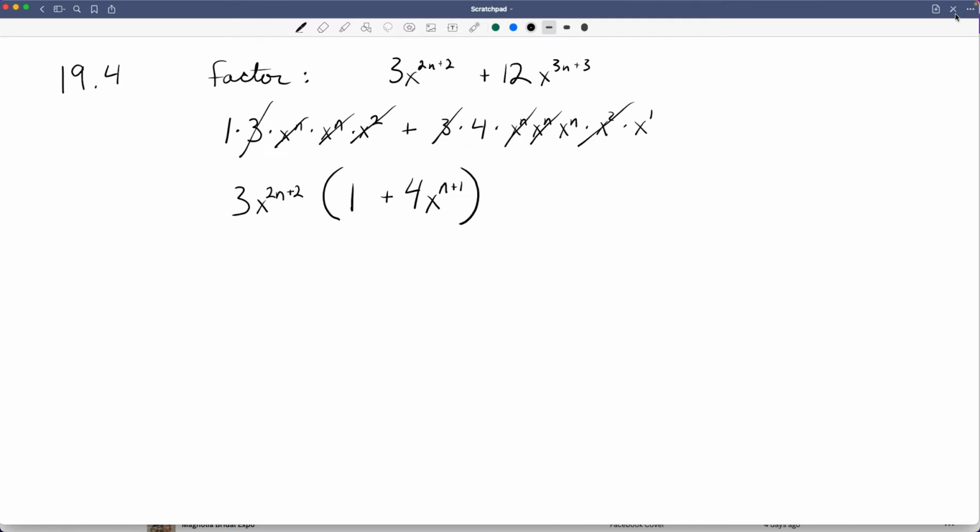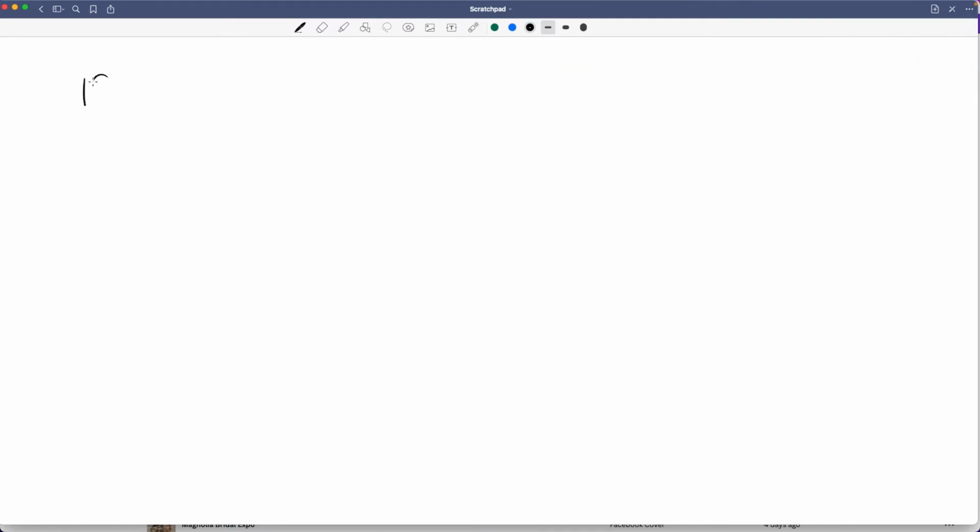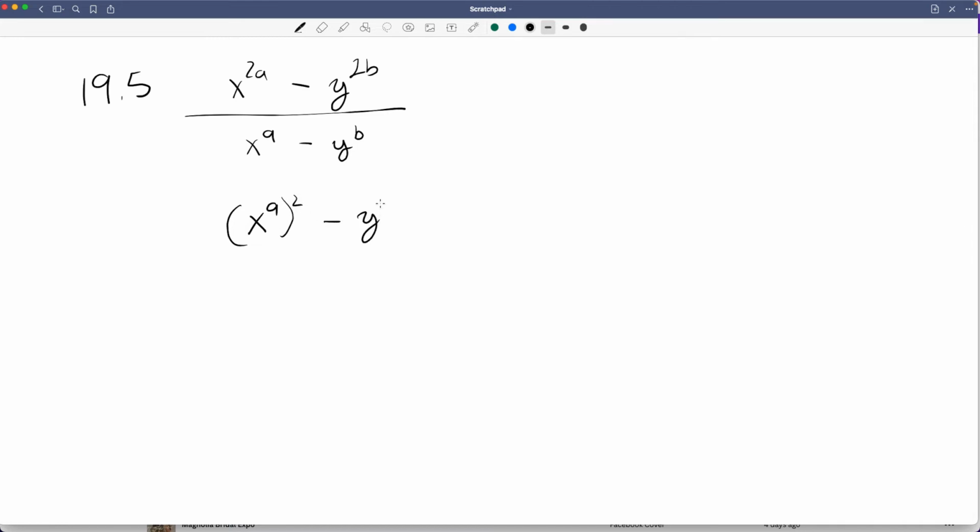So let's do another one. So let's do 19.5. And we have x to the a minus y to the b over x to the a minus y to the b. All right, so we look at it and we recognize that the numerator is really just the difference of two squares. If you remember the difference of two squares, we know that we can write it a different way, right? We can say x to the a squared minus y to the b squared over x to the a minus, I'm sorry, that's plus y to the b.